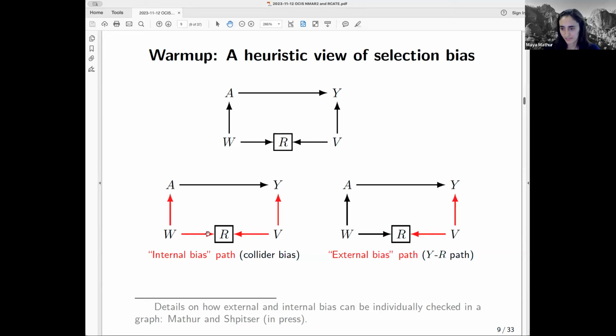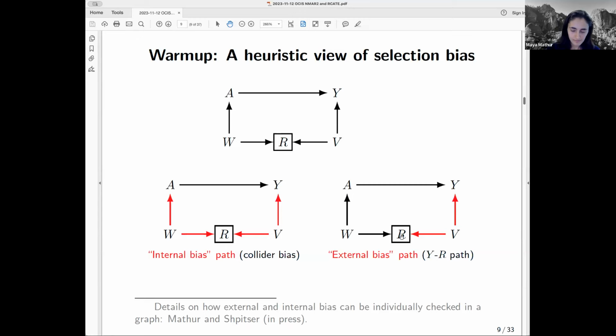Now, in this example, we might have another problem as well, which is external bias. And this is because we've additionally got this other path between Y and R, which is unblocked conditional only on R. And you can think of this as a situation of effect modification by common cause, where V is the common cause. And so here we've got a structure where, again, the causal effects among the R equals one group may actually differ from that among the general population.